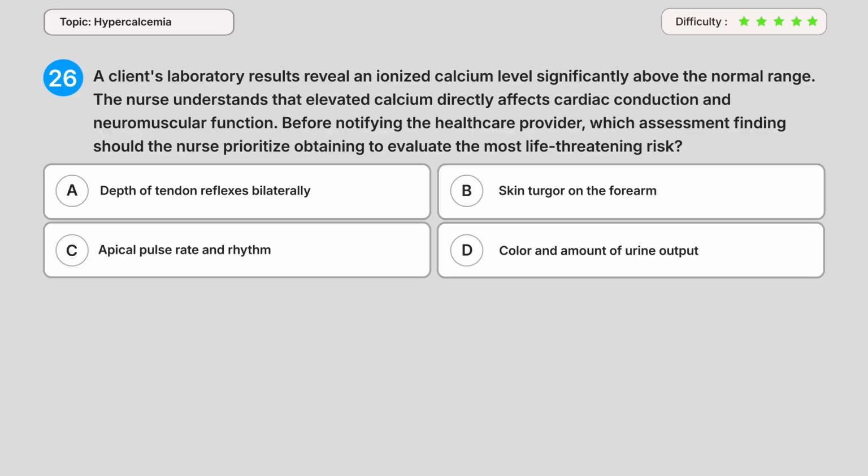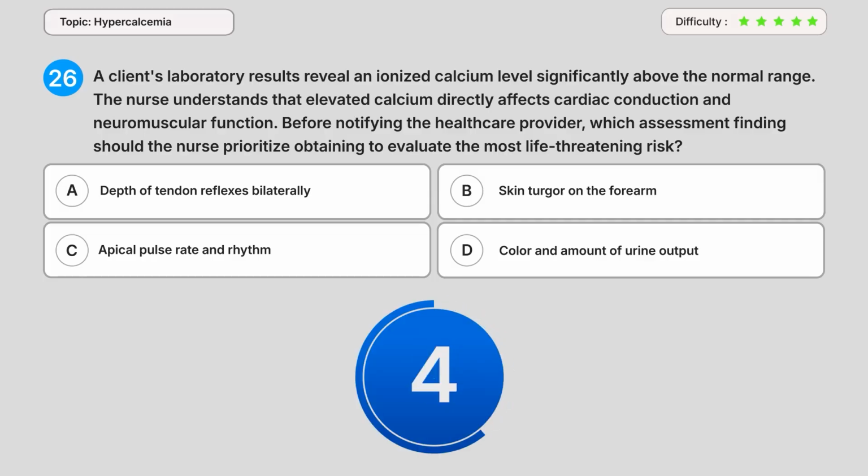A. Depth of tendon reflexes bilaterally. B. Skin turgor on the forearm. C. Apical pulse rate and rhythm. D. Colour and amount of urine output. Can you guess the answer?